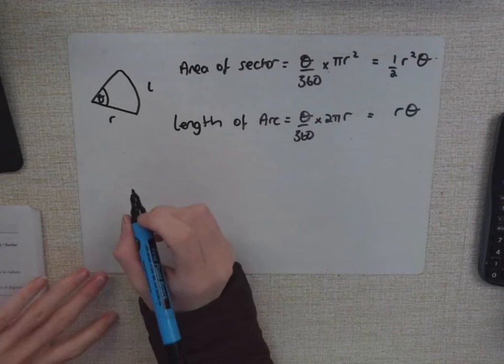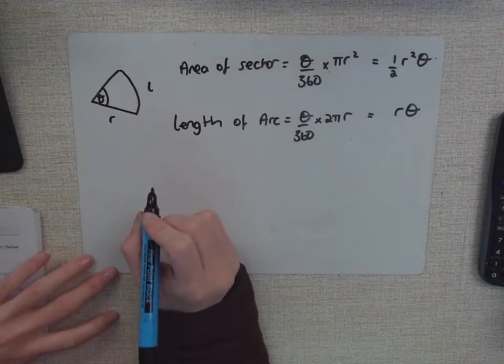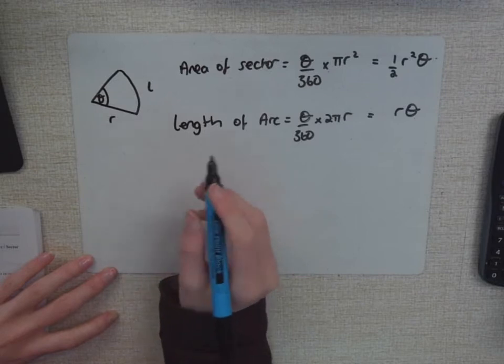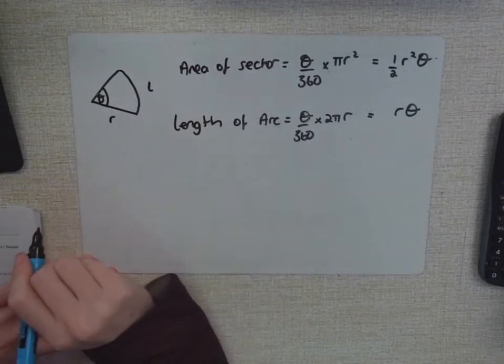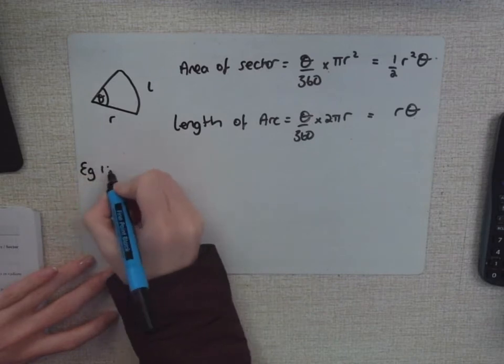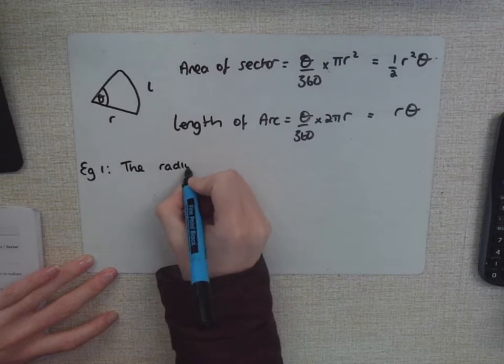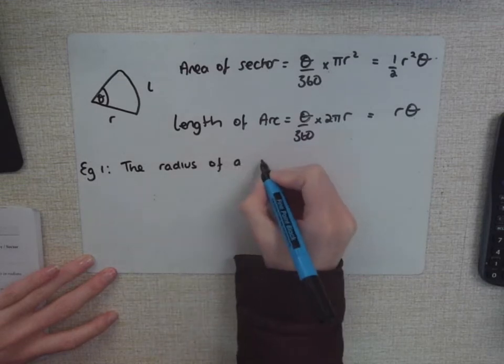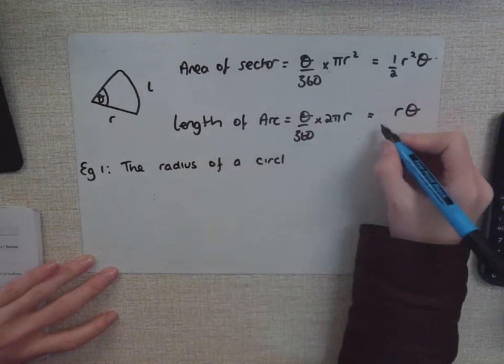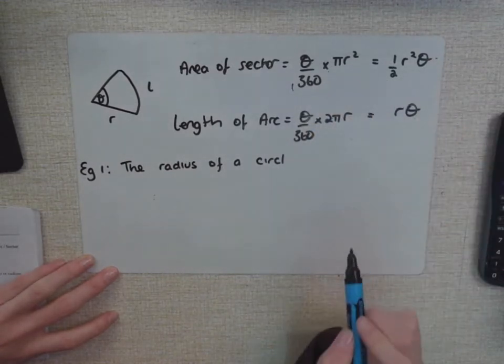So let's do an example of that. So the area of a sector, what's equal to it in radians? This is it in radians, exactly. This is degrees, and this is radians.